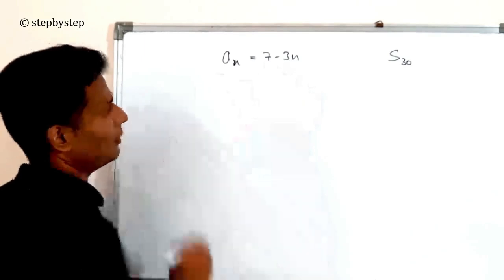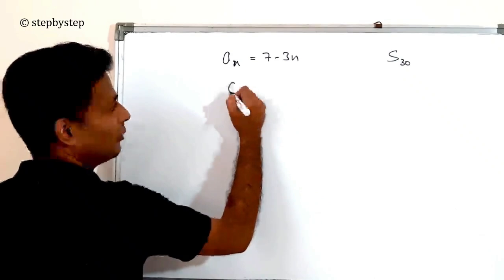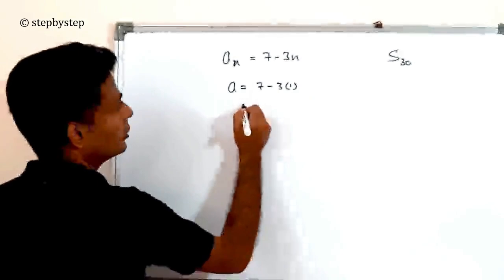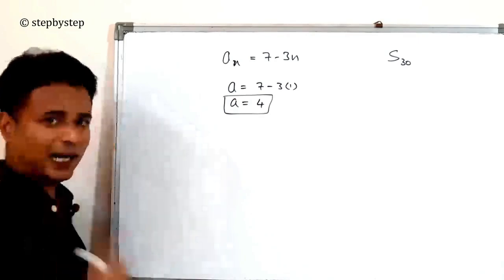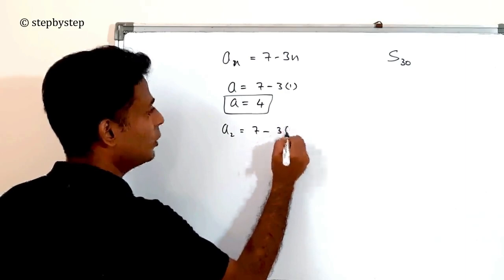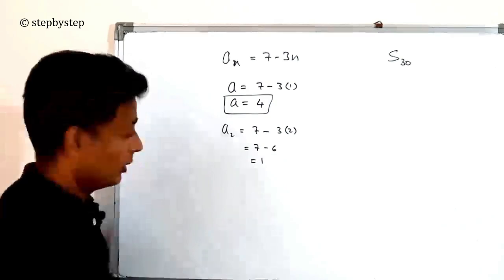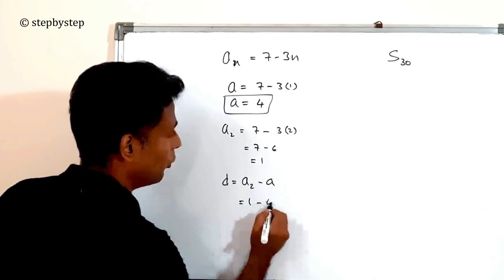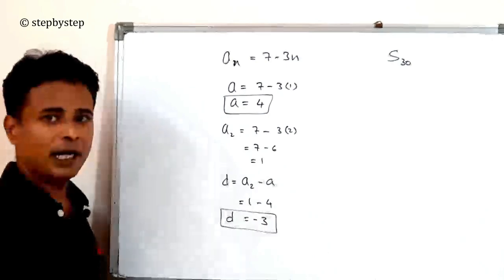Now when they say a of n is 7 minus 3n, this is the formula we have to use to find the nth term. So using this, we'll find the first term, that is a, equal to 7 minus 3 into 1. So it is 7 minus 3, that is 4. We get a equal to 4. To find d, I'll first find the second term. So a of 2 will be equal to 7 minus 3 into 2. So 7 minus 6, which is 1. Now d will be second term minus first term, which is 1 minus 4, which is equal to minus 3. So we got d equal to minus 3.